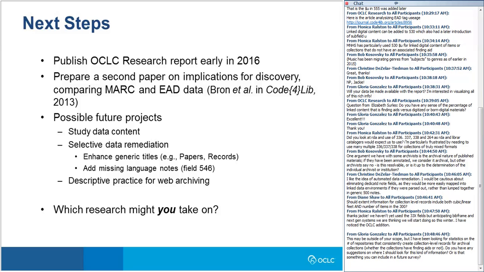So we have two questions that fall into the kind of advice column category. Perhaps we should start an advice column called Dear Jackie. The first one is, Dear Jackie, one argument we have with some archivists is the archival nature of published materials. If they have been annotated, we consider it archival, but other archivists say no. Is this resolvable or up to the determination of the individual archivist or institution?